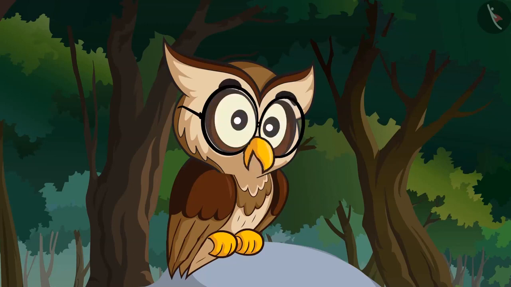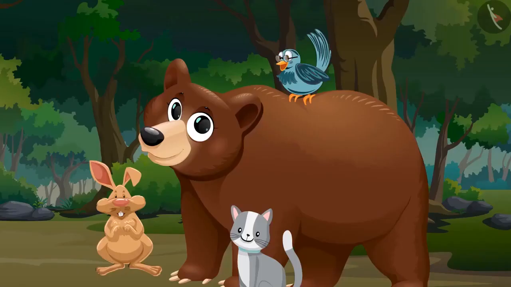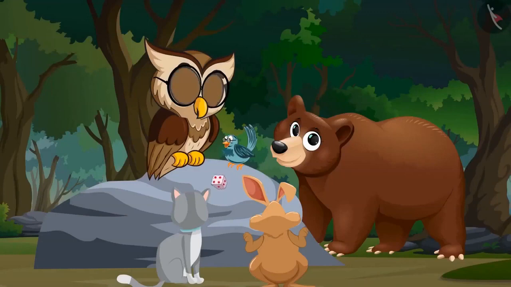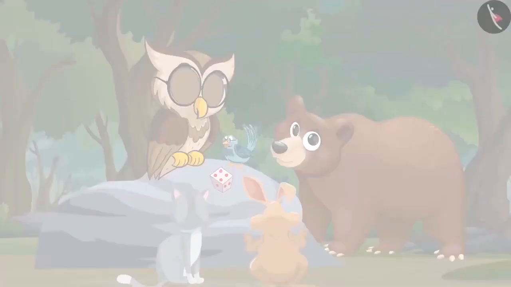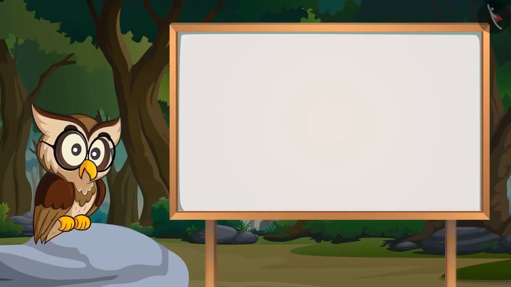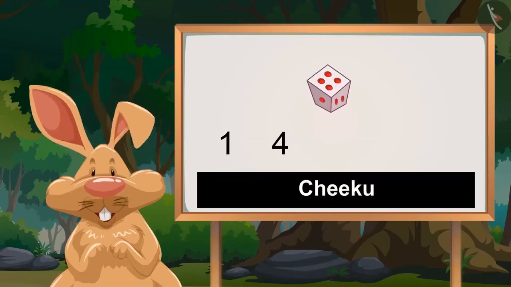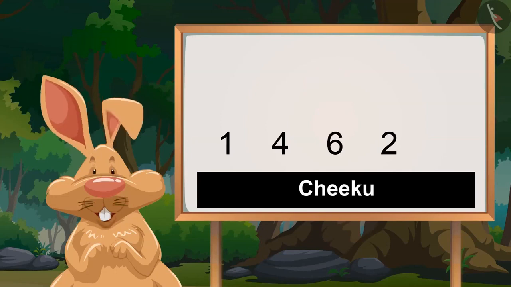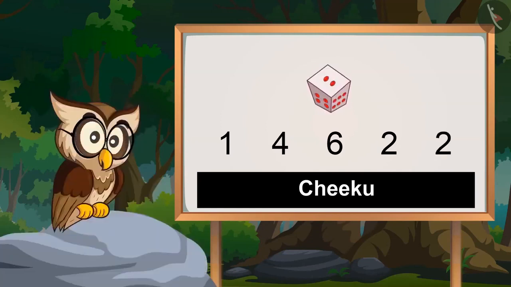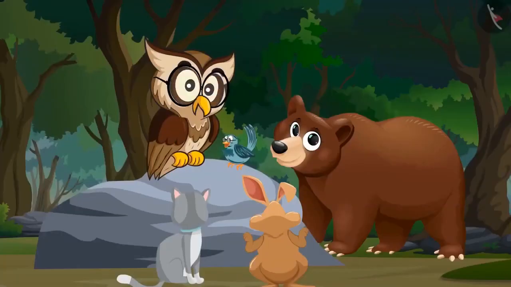Do you want to play a game? Yes. So kids, here is a dice. Now all of you will roll the dice 5 times. We will write down the numbers you get on rolling the die. Okay. I will roll first. 1, 4, 6, 2, 2. So Chiku got these numbers on the dice.